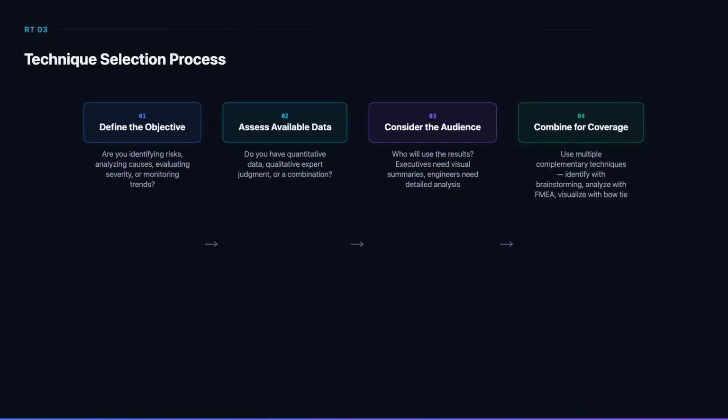The most effective assessments combine multiple techniques. Use brainstorming or Delphi for identification, FMEA or fault tree for detailed analysis, risk matrix for prioritization, and bow tie for communication. Each technique has strengths and limitations. Combining them provides comprehensive coverage. Tech Solutions uses a standard combination of 4 techniques for all major risk assessments.